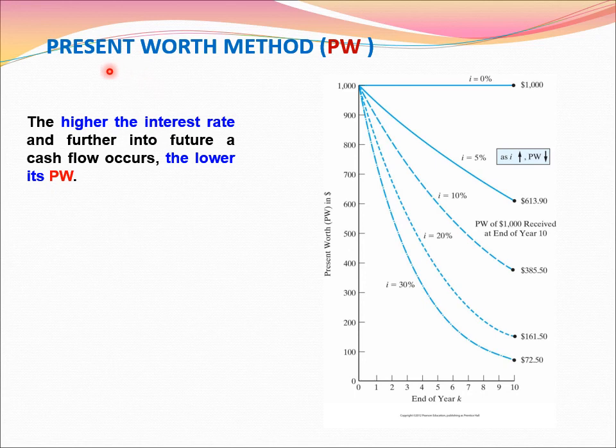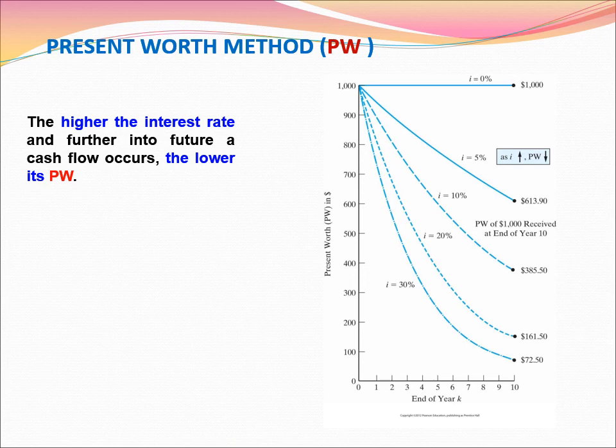And the thing is, in present worth, depending on the interest rate and depending on the number of years into the future, the present worth of a cash flow can change. So how does it change? When the interest rate is higher or the cash flow appears further into the future, then its present worth is lower. Let's try to see this in this graph.